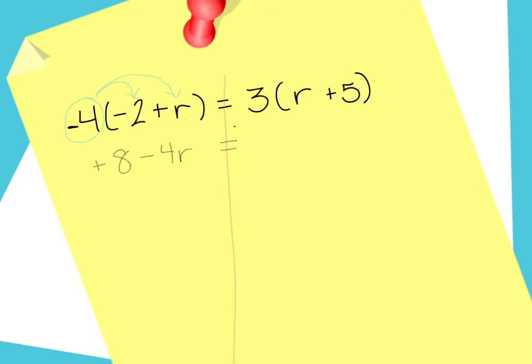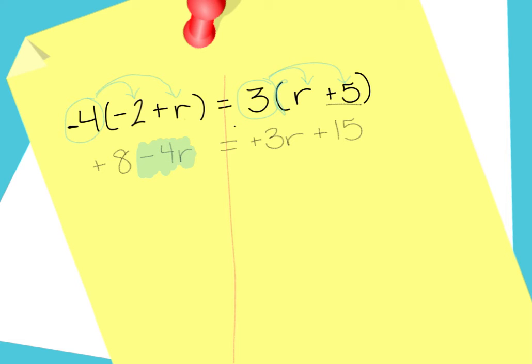On the other side, I also see my parentheses and that I need to distribute a positive 3. When I distribute the positive 3, that's positive times a positive. I'm left with a positive 3 times r, 3r. Positive times another positive, it's positive. And 3 times 5 is 15. Always make sure that we're keeping note of our signs.